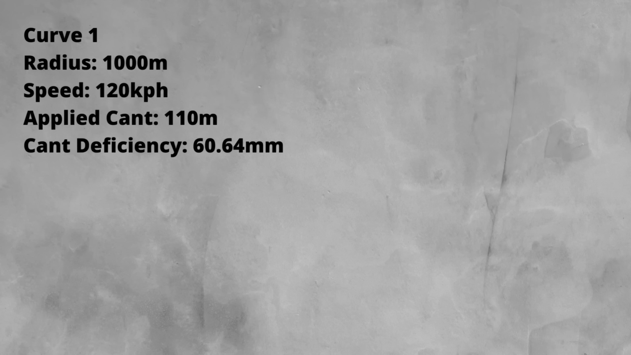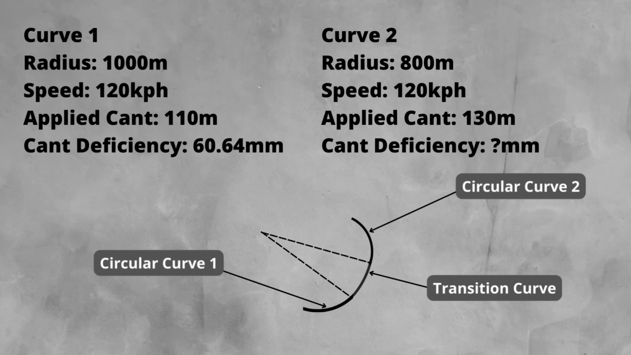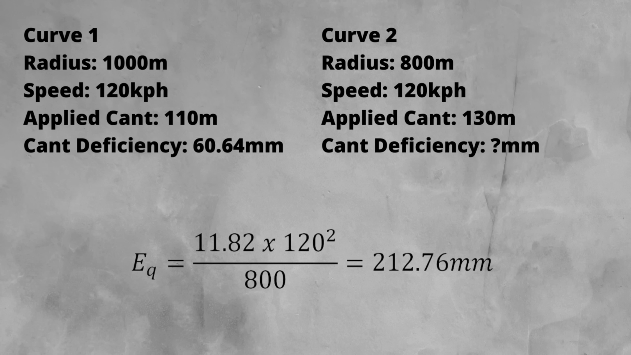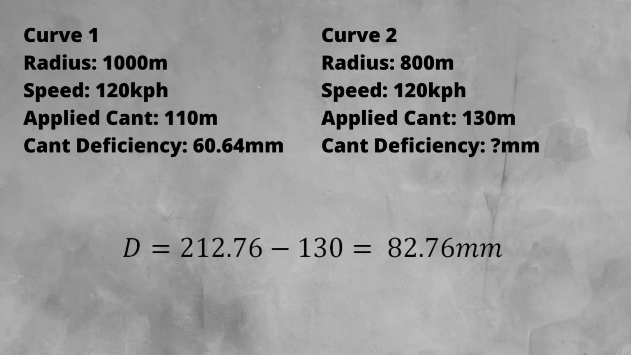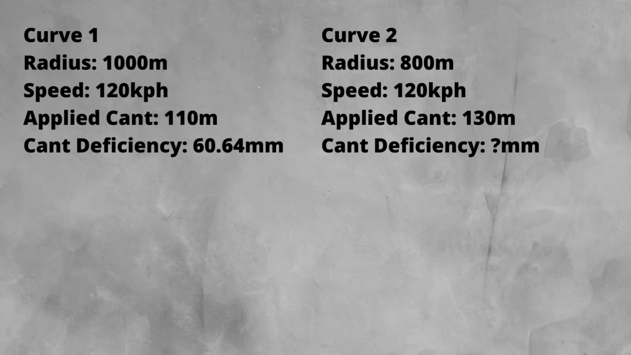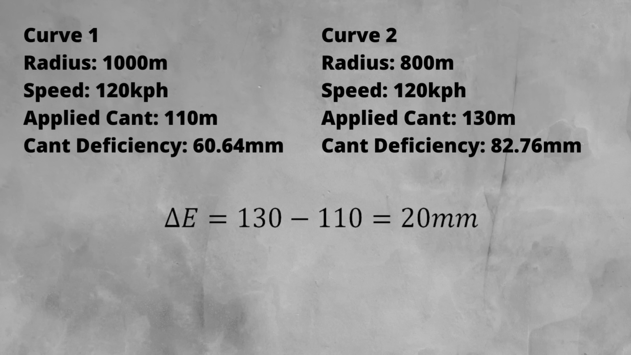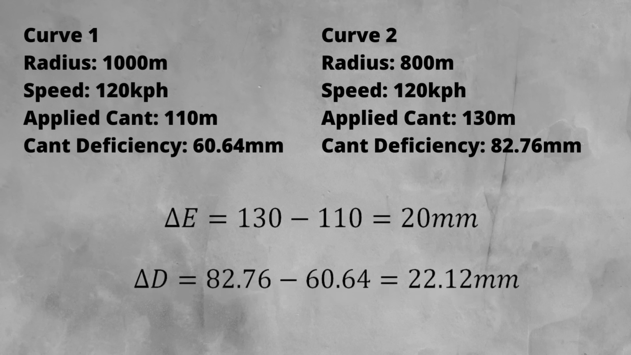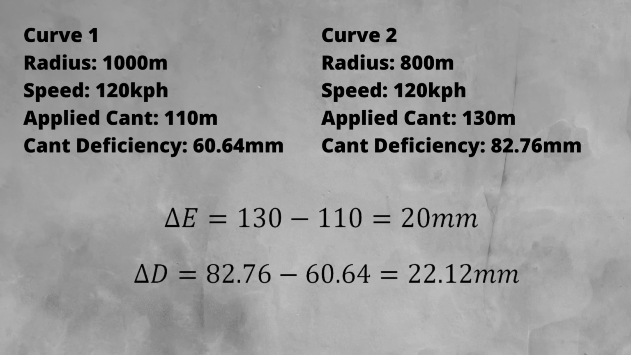Here are the values from earlier. Let's say it leads into a tighter curve of 800 m radius with 130 mm cant. We can quickly calculate the equilibrium cant of this second curve. From this, we can get the Cant deficiency. From the figures for both these curves, our change in cant is going to be 130 mm minus 110 mm, giving a delta E of 20 mm. If we repeat, for the Cant deficiency we get a delta D of 22.12.